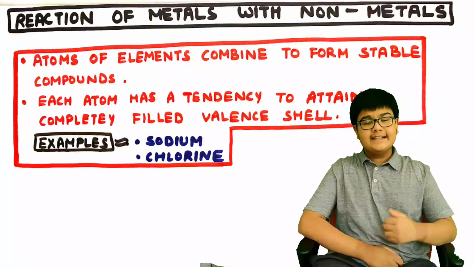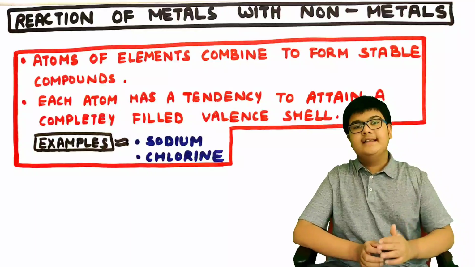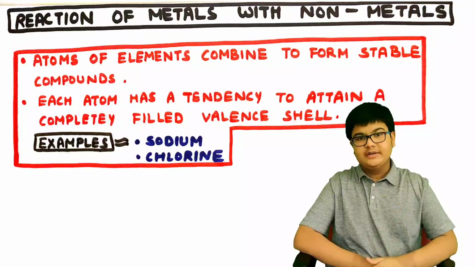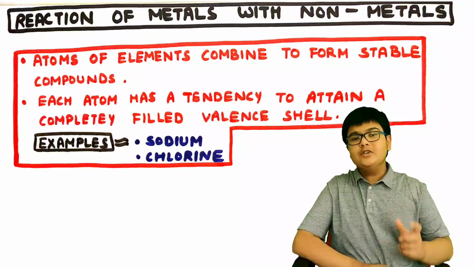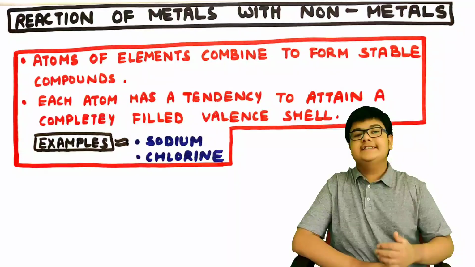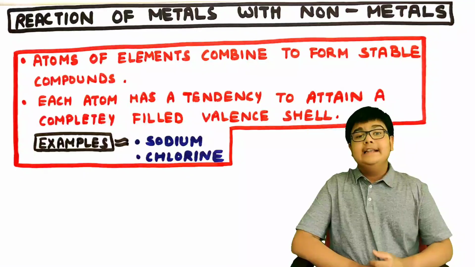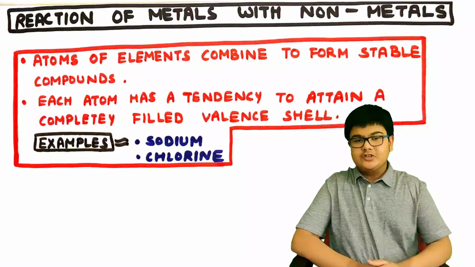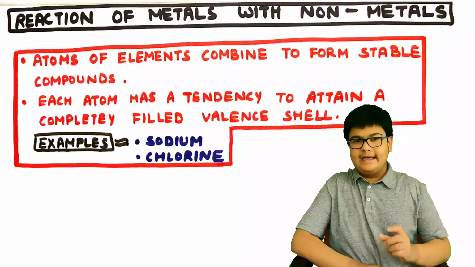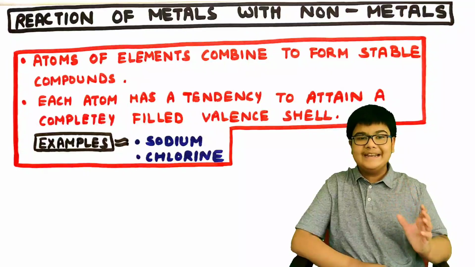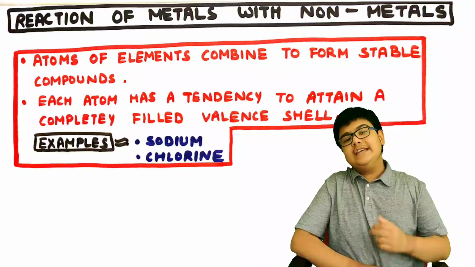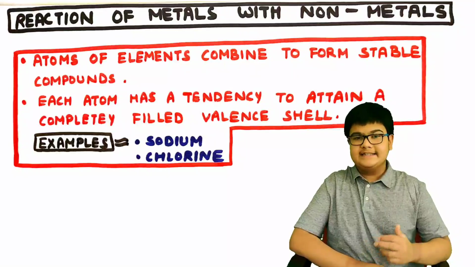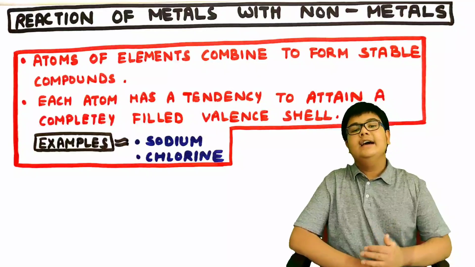So first, let us see why elements react or combine with each other. The reason behind this is to achieve stability. So atoms of elements combine to form stable compounds. Now what is the meaning of stability? Stability means that the element should have a completely filled valence shell, which is the outermost shell. So each atom has a tendency to attain a completely filled valence shell.